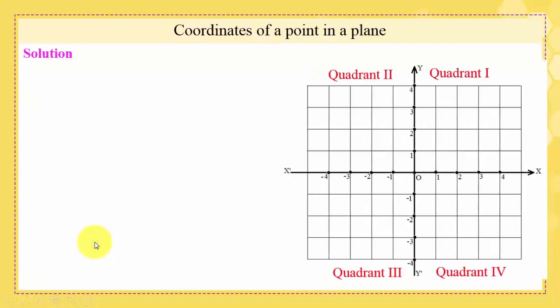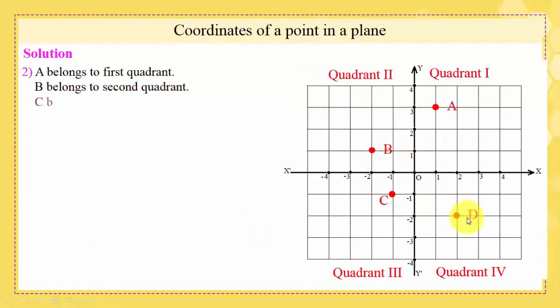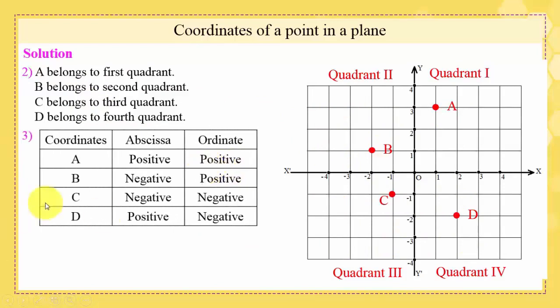Solution. We plot the 4 points A, B, C, and D. A belongs to the first quadrant, B belongs to the second quadrant, C belongs to the third quadrant, and D belongs to the fourth quadrant. Look here. A, abscissa positive and ordinate positive. B, abscissa negative and ordinate positive. C, abscissa negative and ordinate negative. D, abscissa positive and ordinate negative.